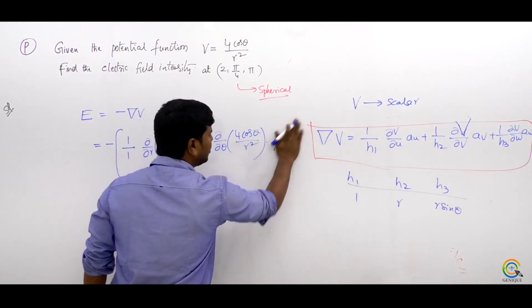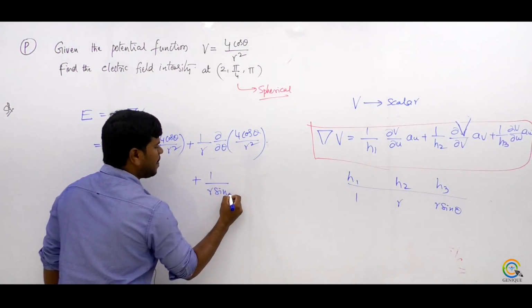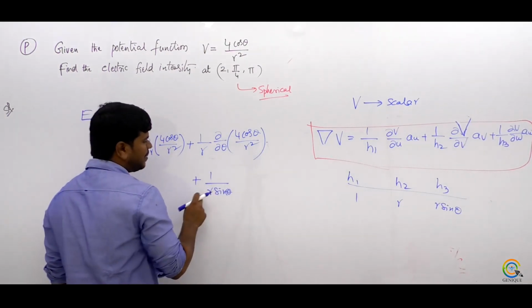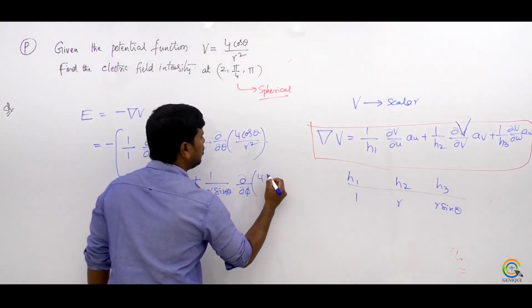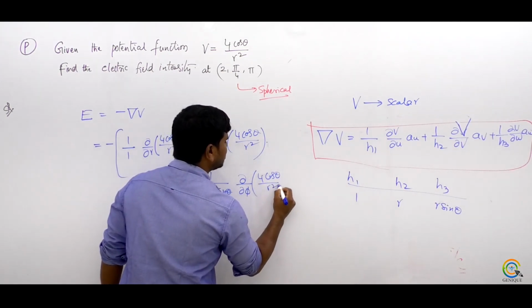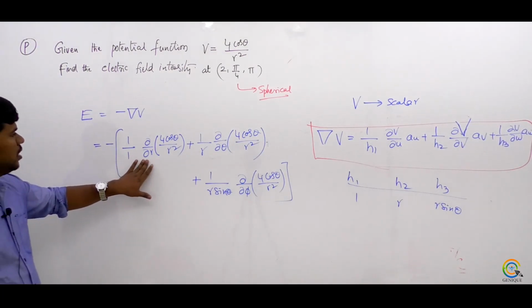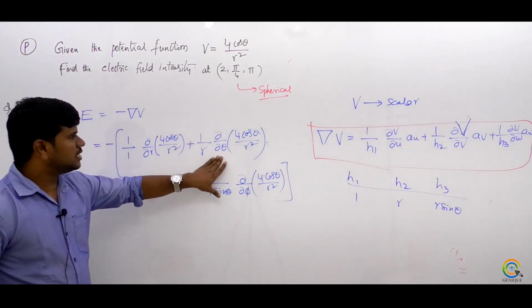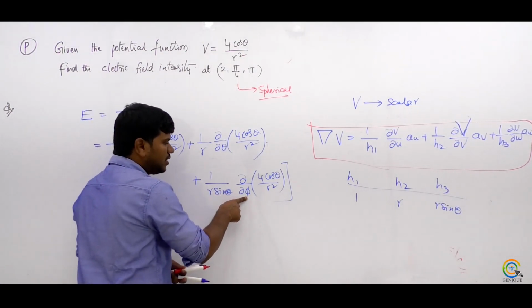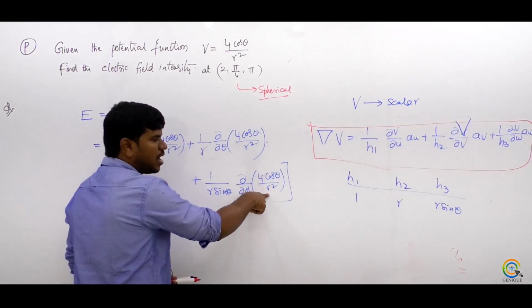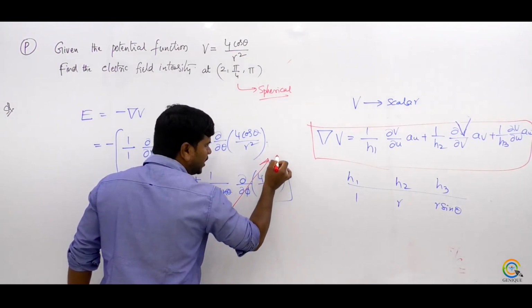this one. I am writing here. Next term is 1 divided by R sin theta, because 1 by H3, ∂ by ∂phi of 4 cos theta divided by R square. Observe this. So this is the function. If you observe this, it is the function 4 cos theta divided by R square, and it is partially differentiated with respect to phi. That means what? It is 0.